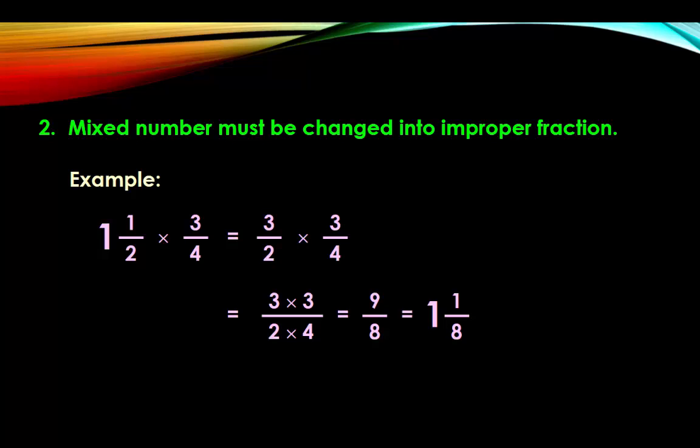So now we multiply both fractions. 3 times 3 over 2 times 4. 3 times 3 equals 9, and 2 times 4 equals 8. So the answer is 9 over 8. 9 over 8 is an improper fraction, so we change it back into a mixed number. 9 over 8 equals 1 and 1 over 8.